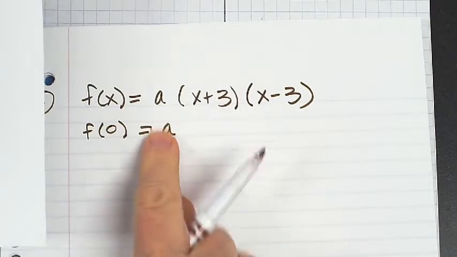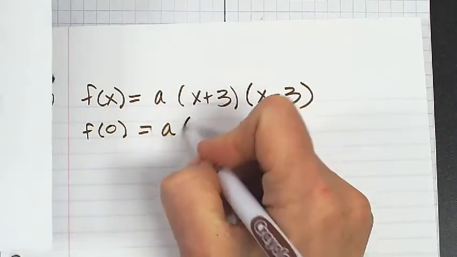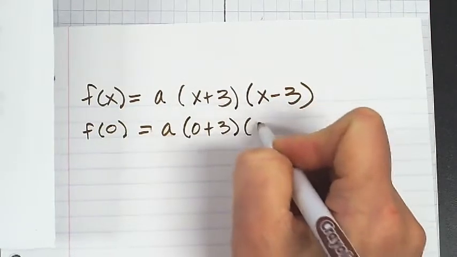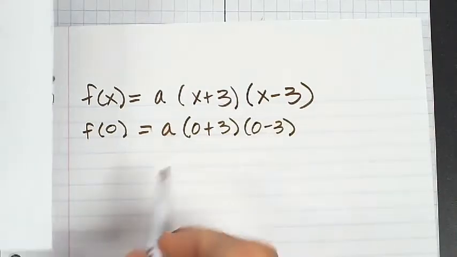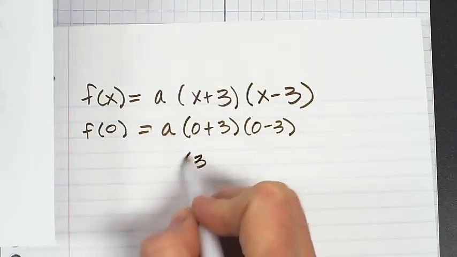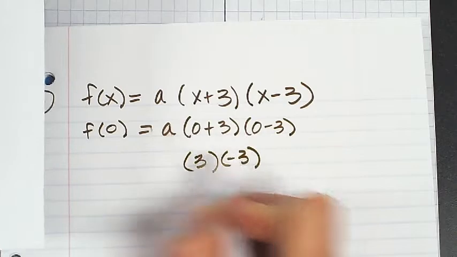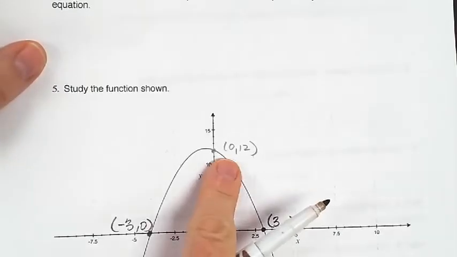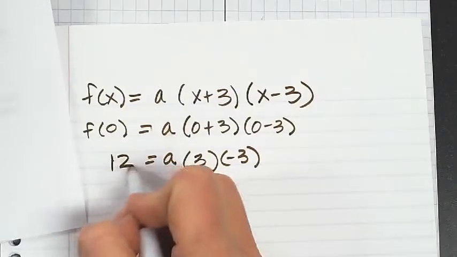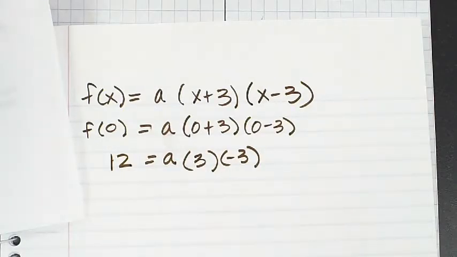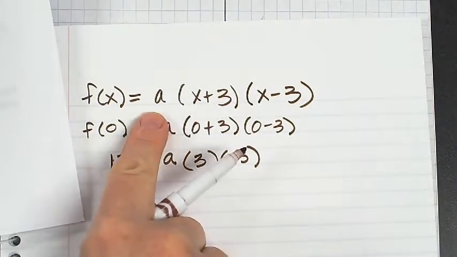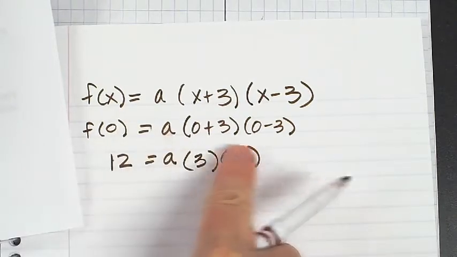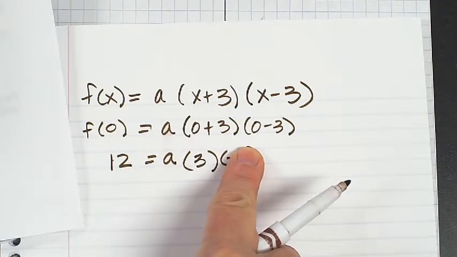I'm solving for a, so I'm leaving a alone. That's going to give me 3 times negative 3 times a, and then f of 0 is 12. So I'm going to put 12 for f of 0. So you're solving for this leading coefficient by plugging in the y-intercept.